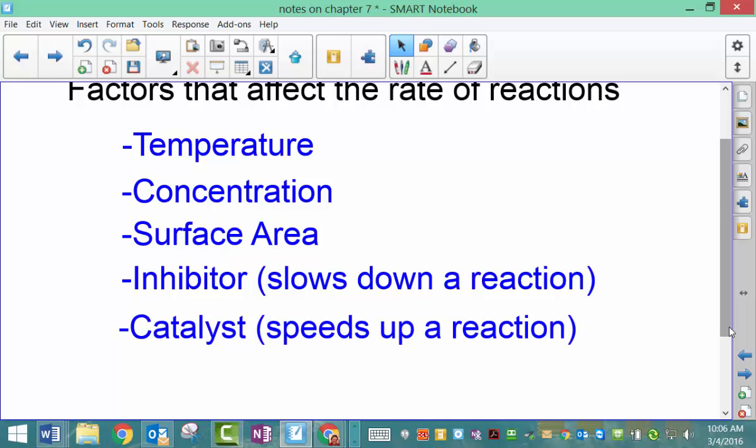Catalysts speed up reactions. They're going to lower that activation energy, that kickstart. They're going to lower it, and they're going to make the reaction happen a lot sooner. Enzymes are examples of catalysts, and they speed up reactions in your body. So these 5 factors are going to affect the rate of reaction.